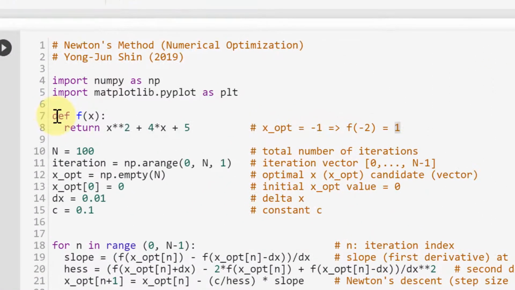Here we have function f(x), which is x squared plus 4x plus 5. And when x is negative 1, f(x) becomes minimal. The minimal value is 1.